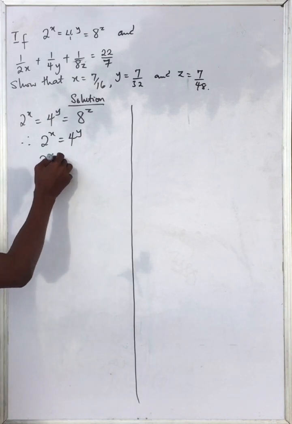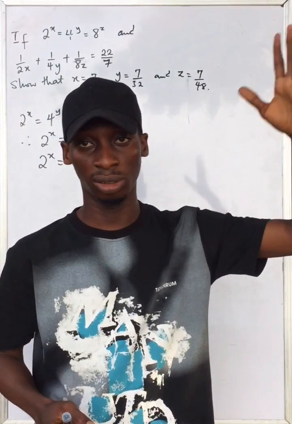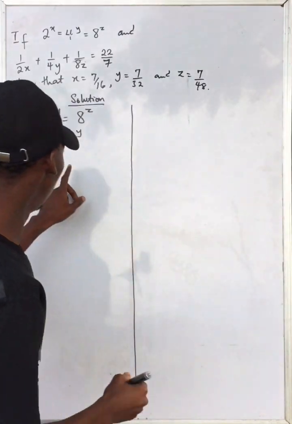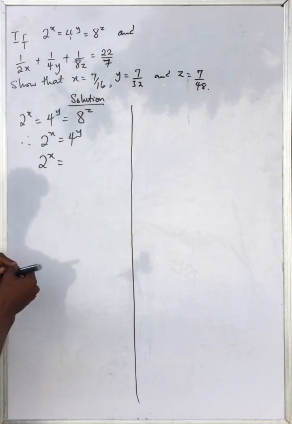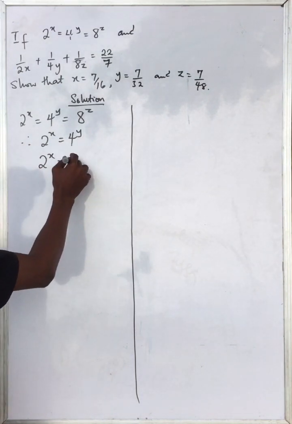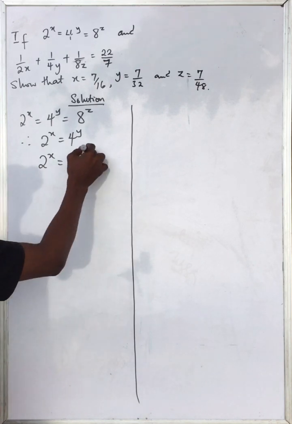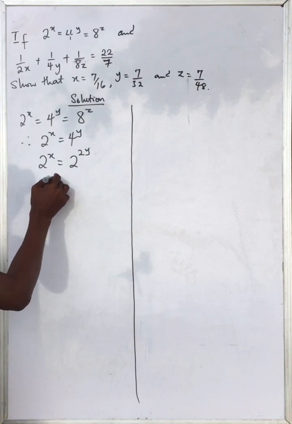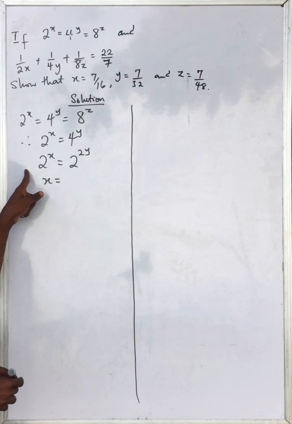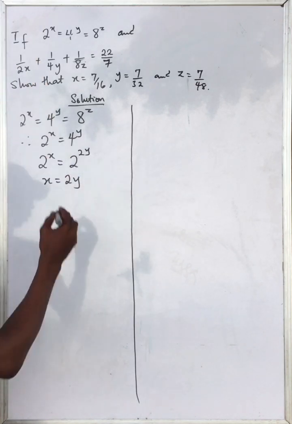So from your knowledge of indicial equations, your SS1 knowledge, we can express these two in terms of the same base. You understand now? So we can re-express this 4 in terms of 2 and have it as 2 exponent 2, then introduce back my y. So that means, since both the bases are the same, we work with the power. x is equal to 2y.